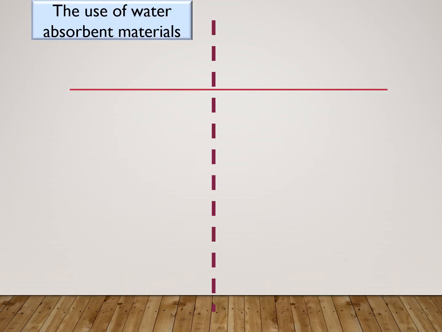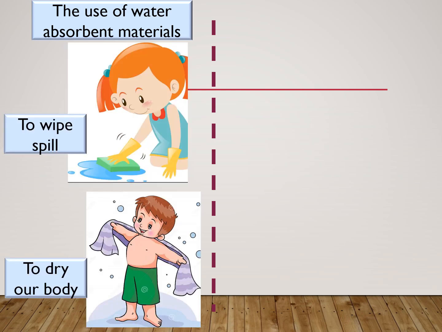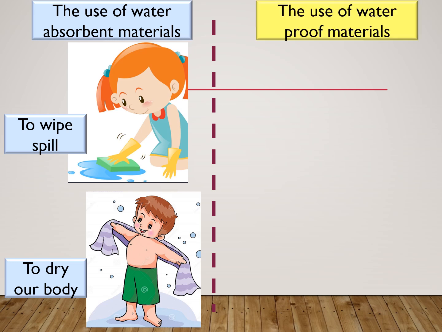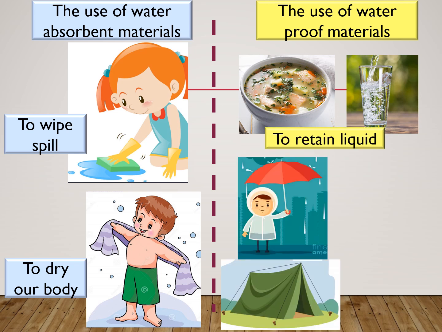The examples of the use of water-absorbent materials are such as to wipe spills or to dry our body after a shower, and the use of waterproof materials such as to retain liquid and also to protect us from the rain.